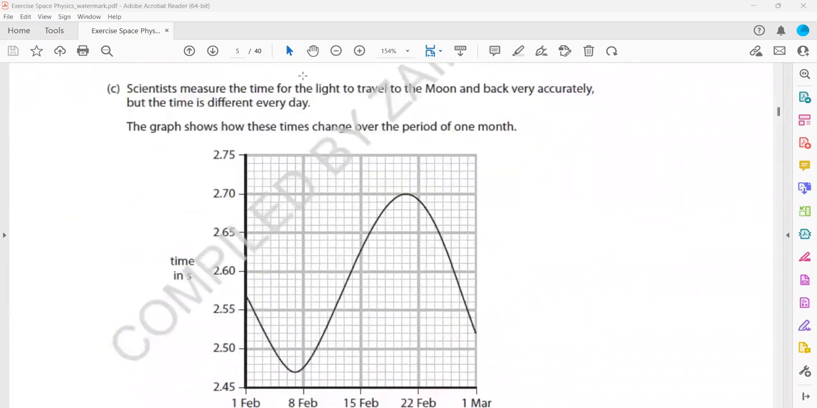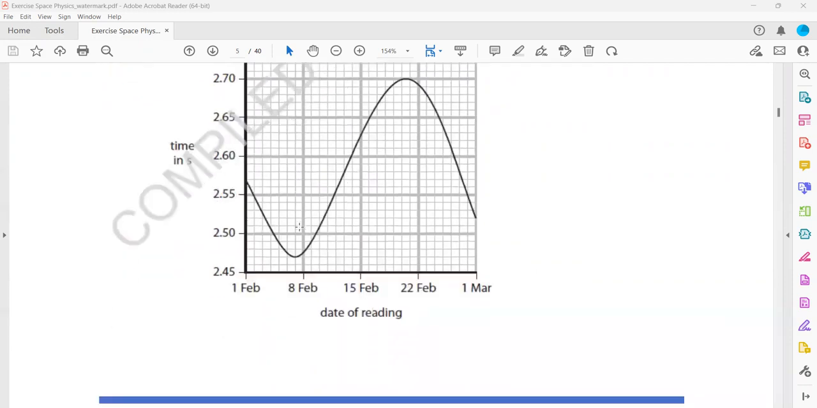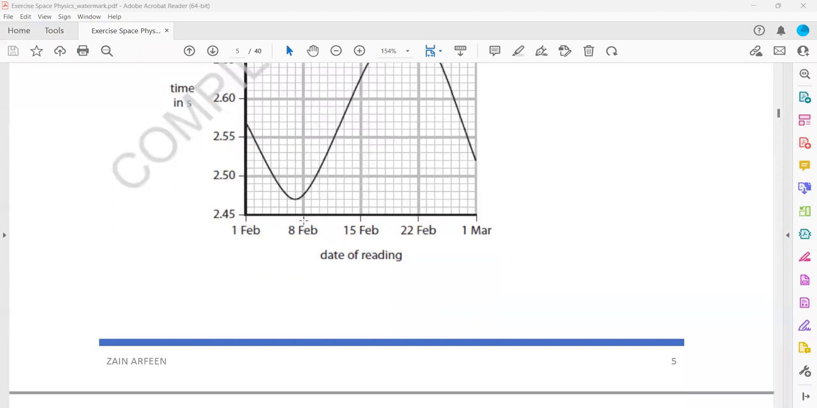Then the scientists measure the time for a light to travel to the moon and back very accurately. But the time is different every day. It's not taking the same time to return back. Sometimes it's shorter, sometimes it is longer. Some days it is shorter, some days it's longer.